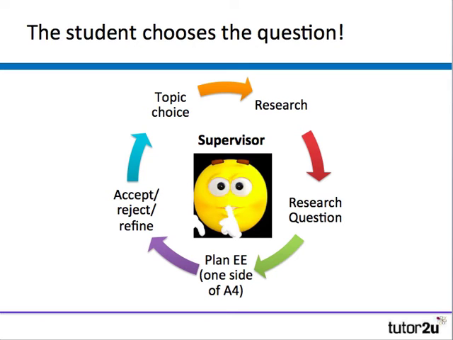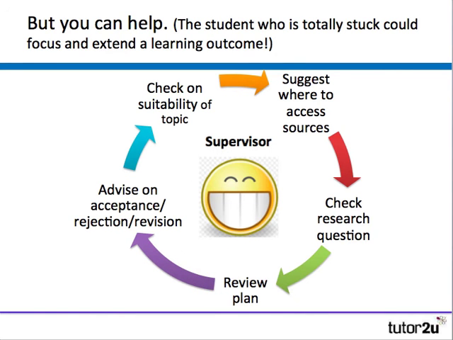So you keep quiet while they are choosing their topic, doing their research, coming up with their question, planning their extended essay, one side of A4, and then you can step in and accept or reject or refine their plans. By all means, if they get stuck, you can help, but the word is help. This has to be an independent piece of work where you lend support. You're not dragging them through it, you're there to lend support when they get stuck. The student who is totally stuck for a topic could maybe focus and extend a learning outcome.